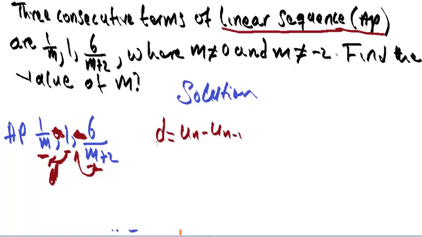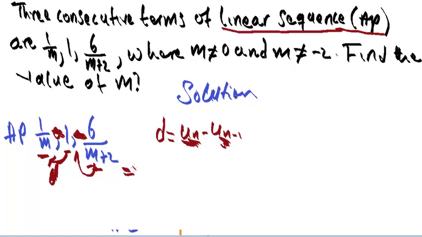This is a general formula for common difference. Un stands for the term. So if this is the second term, then this is the first term. So second term minus first term will give you the common difference. Or if this is the third term, then this is the second term, so third term minus second term will give you the common difference. Fourth term minus third term will give you the common difference, in that order.